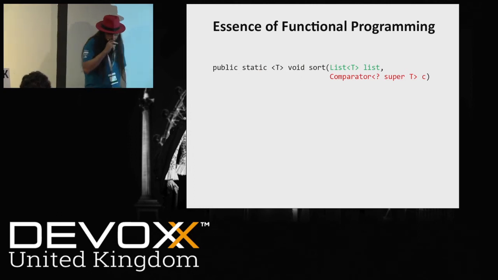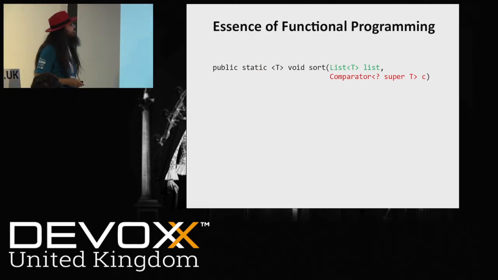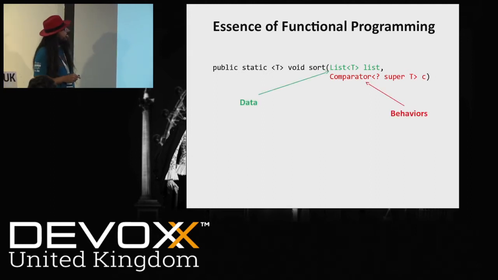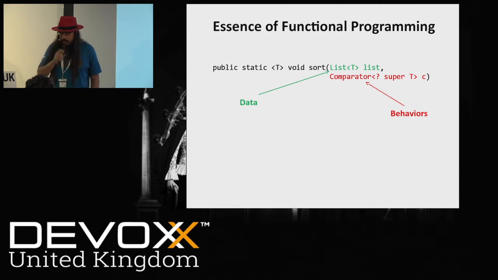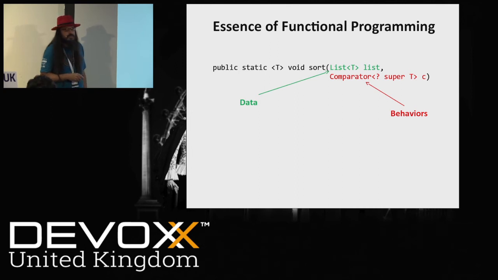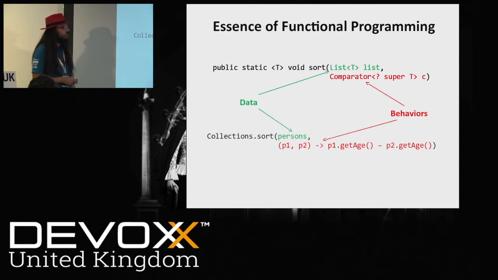So this also brings me to what I think is the essence of functional programming. And I believe that this method signature is the essence. Why am I saying this? Because if you look at this signature, you will see that I'm passing two things to this sort method. The first thing is the data, a list. The second thing is not data, it is a behavior. It is the criteria I want to use to sort this list. So this is an example. The data is the person, and the criteria is that I want to compare them by comparing their age.